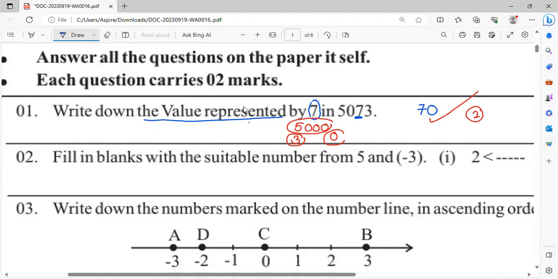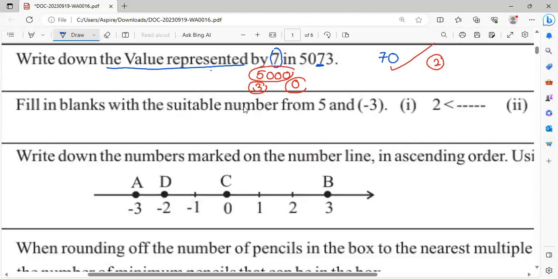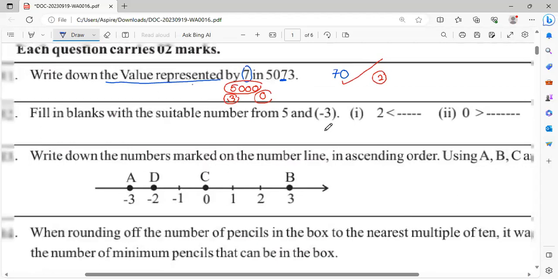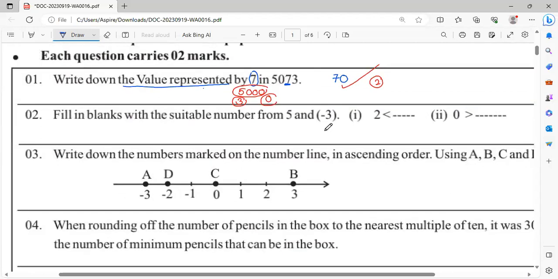Shall we move to the second question? Fill in the blanks with the suitable number from 5 and -3. What can you say about this inequality? What is the suitable digit for this blank from these two?